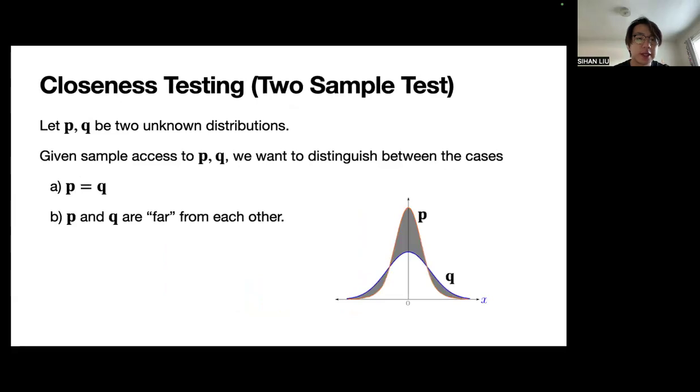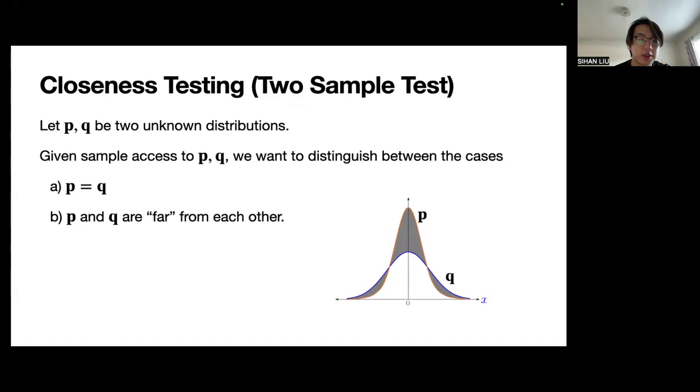Let's first review the standard definition of closeness testing, or the so-called two-sample hypothesis testing problem from the hypothesis testing literature. Let P and Q be two unknown distributions. Given sample access to them, our goal is to distinguish between the case that P is the same as Q versus that P and Q are far from each other.